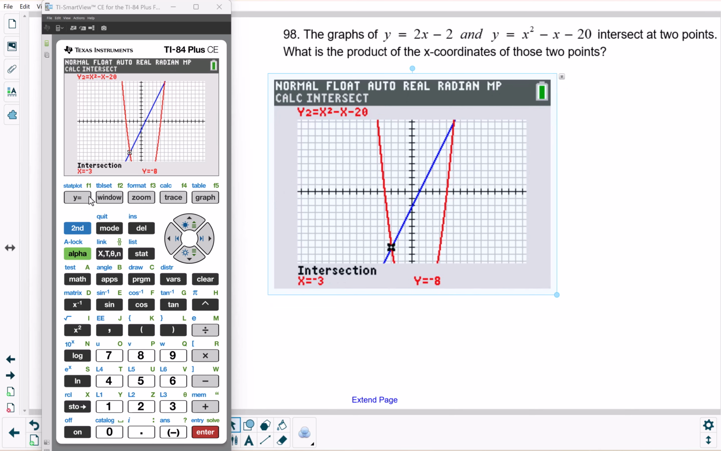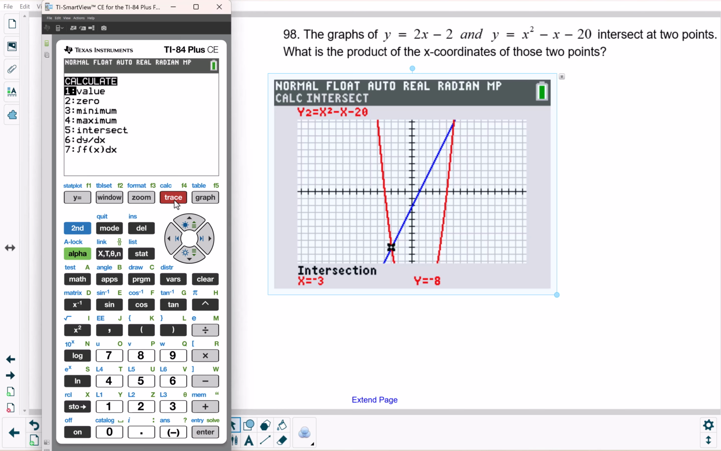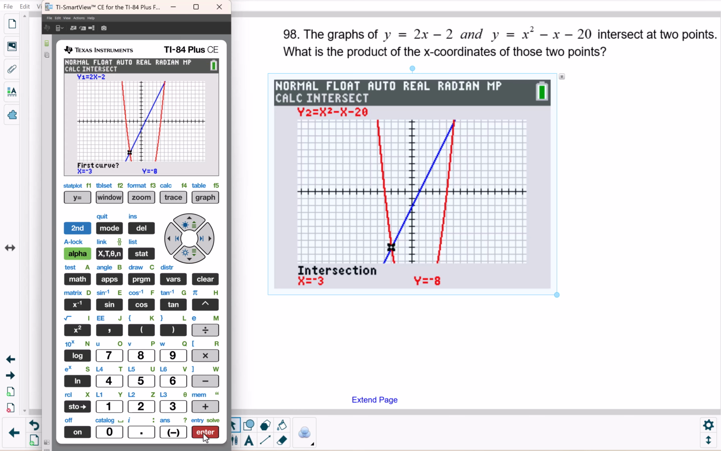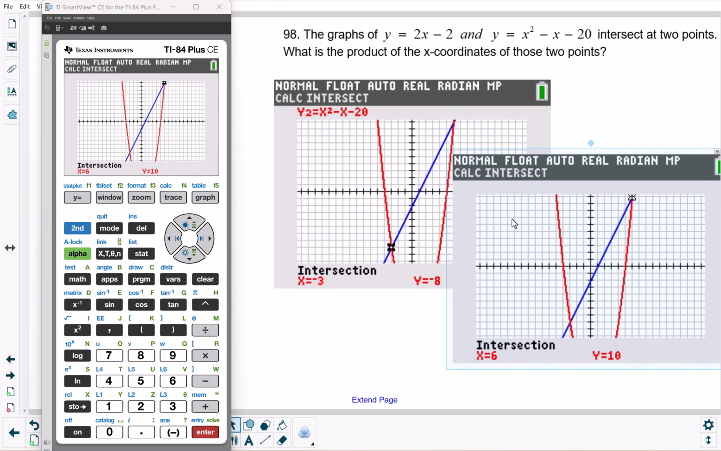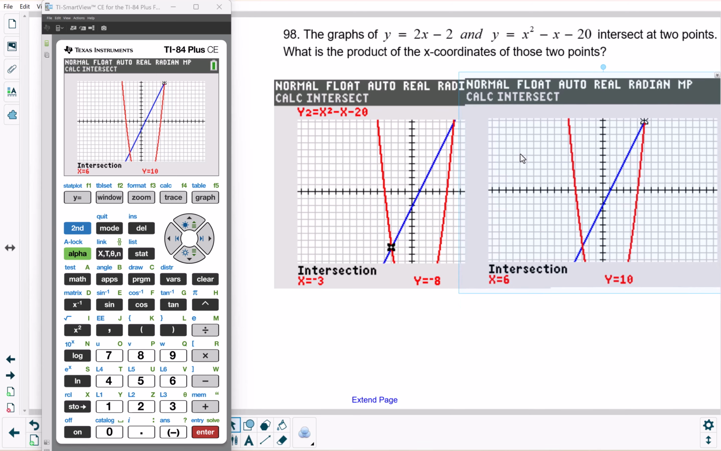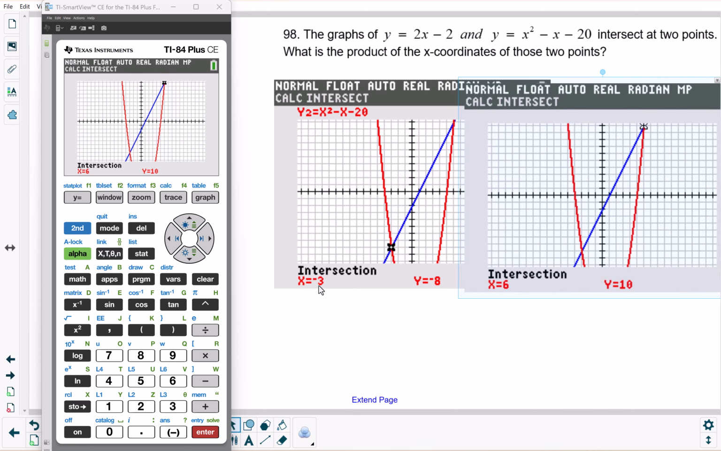I can do that again to get the other point of intersection by pressing second trace down to number 5 for intersect. Blue, yep. Red, yes. But now if I guess -3, that's what I'll get. So I'd like to pick a number maybe closer to 4. So I'll just say I want to guess 4. Give me one that's closest to 4. And enter. And you can see that it's at +6, 10. So the product of those two is going to be -3 times 6, which is -18.